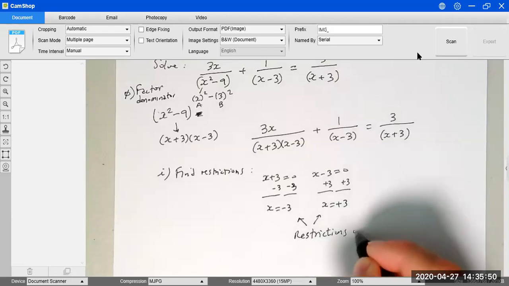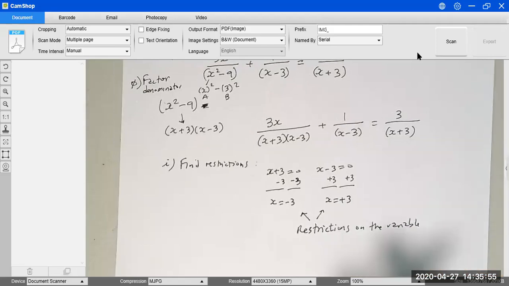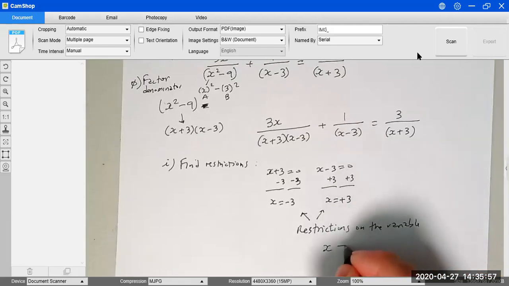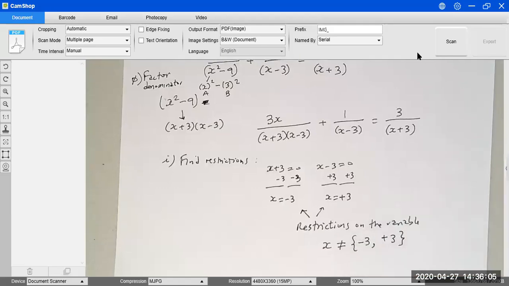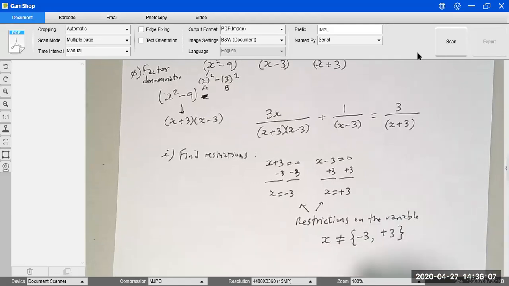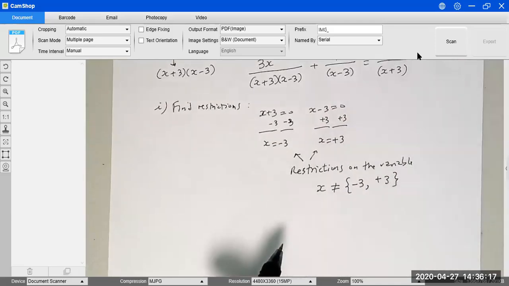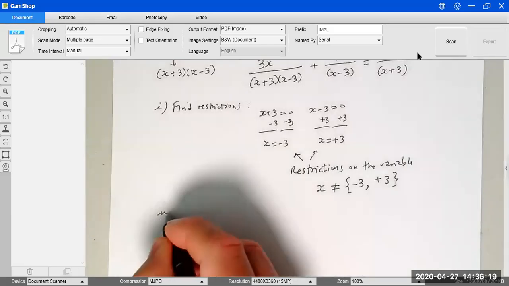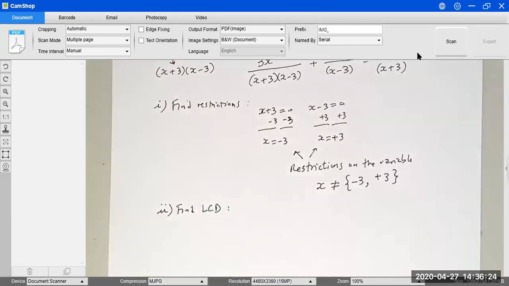Restrictions on the variable. How do we write restrictions? We use x different than, and then we're going to write negative 3 and positive 3. So these are the restrictions, meaning that you cannot use these values when you are dealing with this equation, because if you do that, you're going to get undefined results.